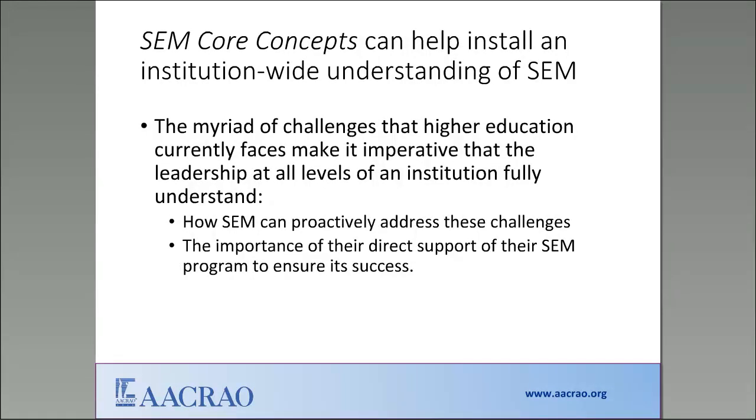The SEM concepts can also really help instill an institution-wide understanding of SEM. There are a lot of challenges that higher education currently faces that make it important that the leadership at all levels of an institution fully understand SEM. There are a lot of different understandings around the country, and even among institutions and on many campuses, about what SEM is and what it is not. This will help build that institution-wide understanding of SEM that we think is so important. This is in many ways an enrollment manager's best friend, because it will really help say to the leadership and various members of the campus the things that he or she thinks are very important, so that they can have that common understanding.